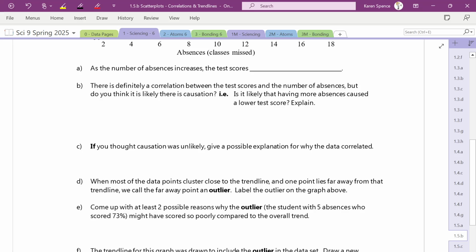Folks, don't forget to draw the trend line for numbers 1 to 8. 1 through 8, you're also drawing the trend line. And it's no correlation. Okay. And not even just weak, it's just no correlation at all.